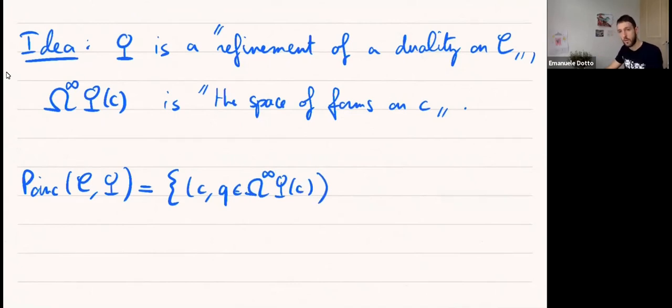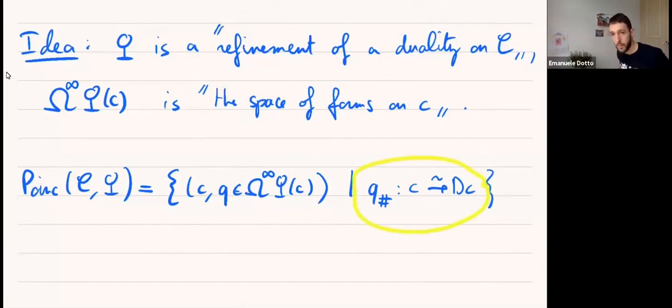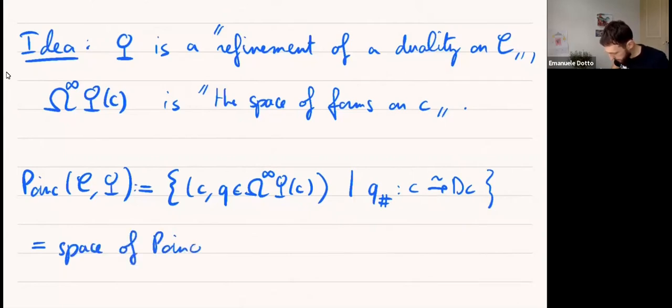So these are all forms, and now we want to say that they are non-degenerate. And here is where we use our map sharp. So we ask further that Q lower sharp, which is a map from C to the dual of C, is an equivalence. Okay. So this is analogous to when we defined forms in algebra before, to asking that the adjoint map of a form is an isomorphism from an object to its dual. Okay. So this is, by definition, the space of Poincaré objects associated to this Poincaré category.